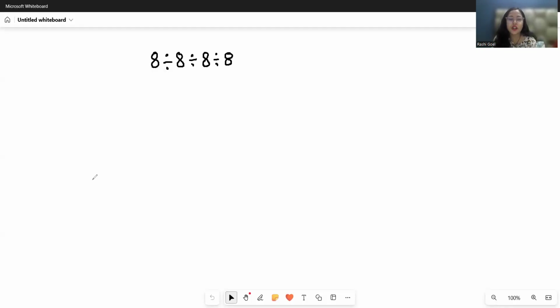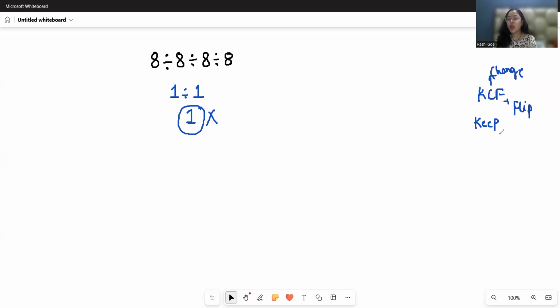In this expression, we have been given the same operation multiple times: 8 divided by 8 divided by 8 divided by 8. So what do people do? 8 divided by 8 is 1, 8 divided by 8 is 1, and 1 divided by 1, which is the wrong answer. What you have to do is follow the KCF rule. When you have a division sign between two numbers, K stands for keep, C stands for change, and F stands for flip. So let's solve this with the help of this rule.